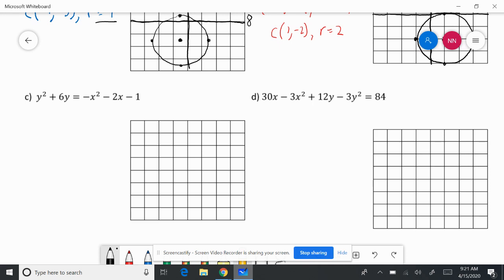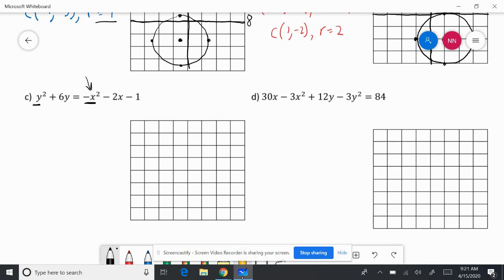We're going to continue graphing circles. First thing that we have to do is write our equation in vertex form. Now, remember the circles have to have a positive x squared and y squared. If you're looking right here, we notice that our x squared is negative.